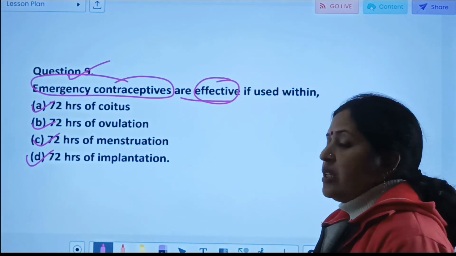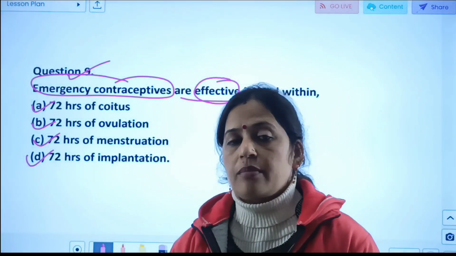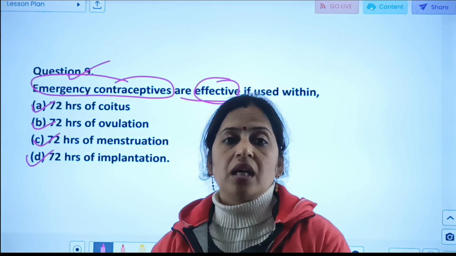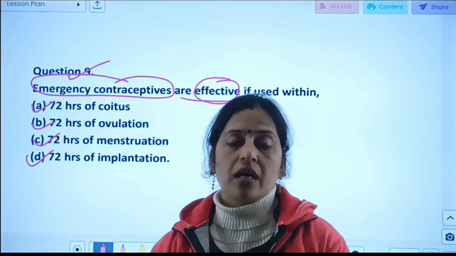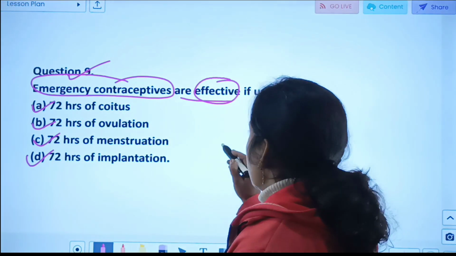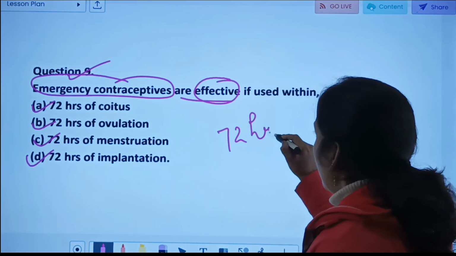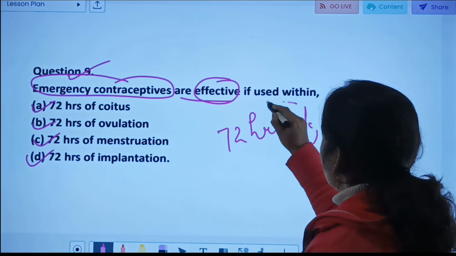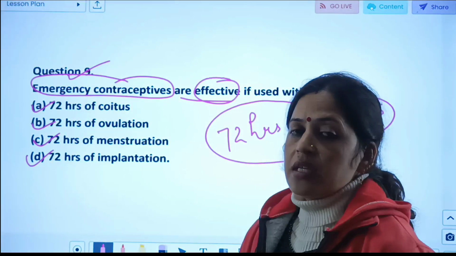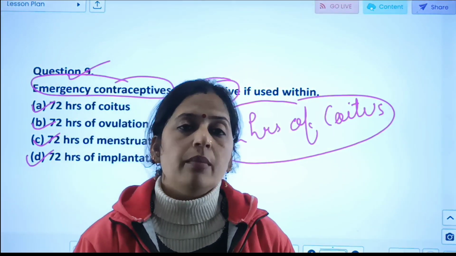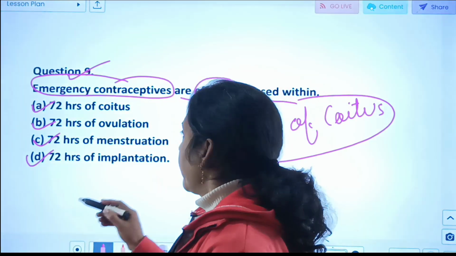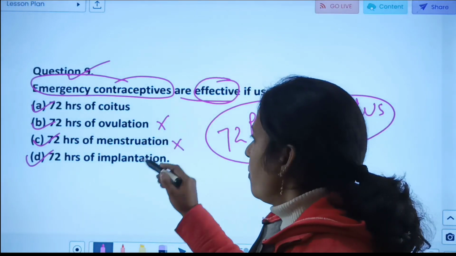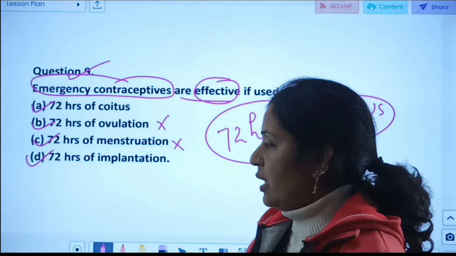बेटे, कल के भी लेक्चर में हमने डिटेल में सारी चीजें पढ़ी थी. तो ये इमरजेंसी कॉन्ट्रासेप्टिव्स काफी इफेक्टिव हैं, बट जब हम उनको एक टाइम ड्यूरेशन के अंदर यूज करें. So the emergency contraceptives are effective when they are used within 72 hours of coitus. Within this duration they are very effective, not within 72 hours of ovulation, not within 72 hours of menstruation, and not within 72 hours of implantation.